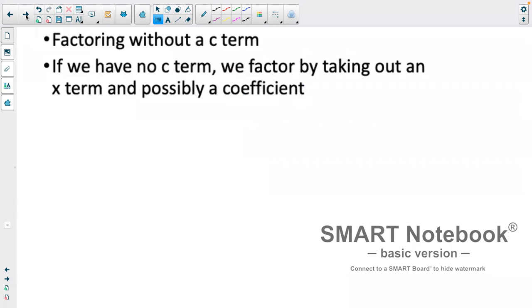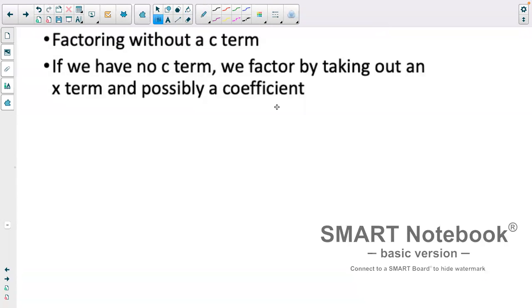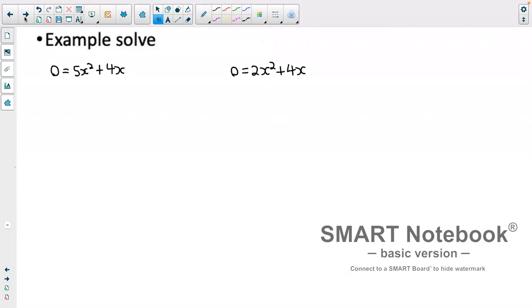Okay, next we'll talk about factoring without a C term. If we have no C term, we factor by taking out an x term and possibly a coefficient. So we have a couple examples of that. We've got 0 equals 5x squared plus 4x, as well as 0 equals 2x squared plus 4x. With this first one, we look to see what's in common between these two. Looks like the only thing in common is the x, so we'll factor that out.